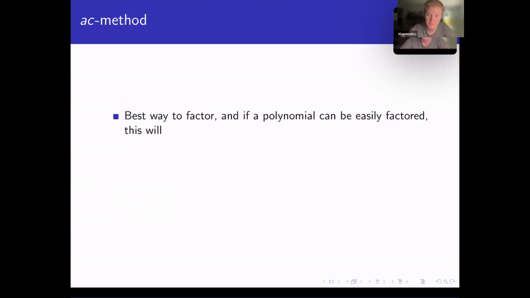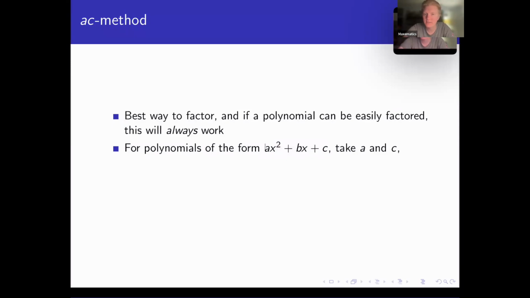Like I said, it's the best way to factor in my opinion. And if a polynomial can be factored, this will always work. So for polynomials of the form ax squared plus bx plus c, these are technically quadratics, things that are to the second power. We haven't really used that term yet, but that's okay. We'll come back to it. In the case where we have ax squared plus bx plus c, we're going to take a and we're going to take c. So not the x's, take the coefficient a, take the constant c, and multiply them together, which would literally be AC, right?